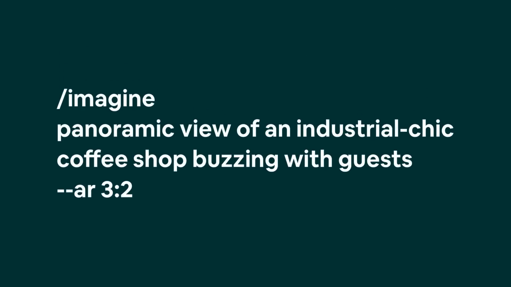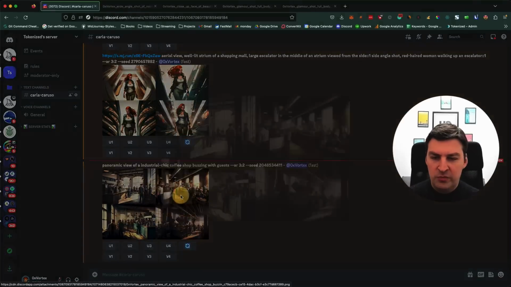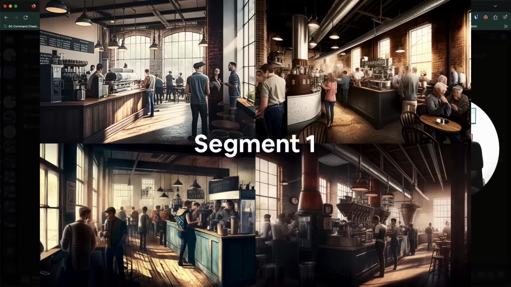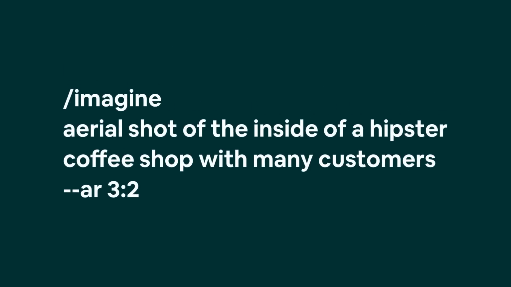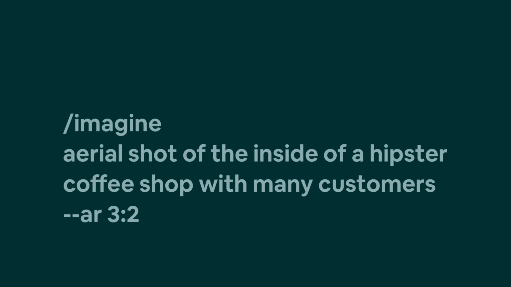Here's the first segment that we're going to use. Imagine panoramic view of an industrial chic coffee shop buzzing with guests, aspect ratio 3:2. And if we look at the images, this is exactly what I was looking for. Next, let's create a second segment that sounds similar. However, I'm going to phrase it very differently, and I'm also going to use a different angle. Imagine aerial shot of the inside of a hipster coffee shop with many customers.